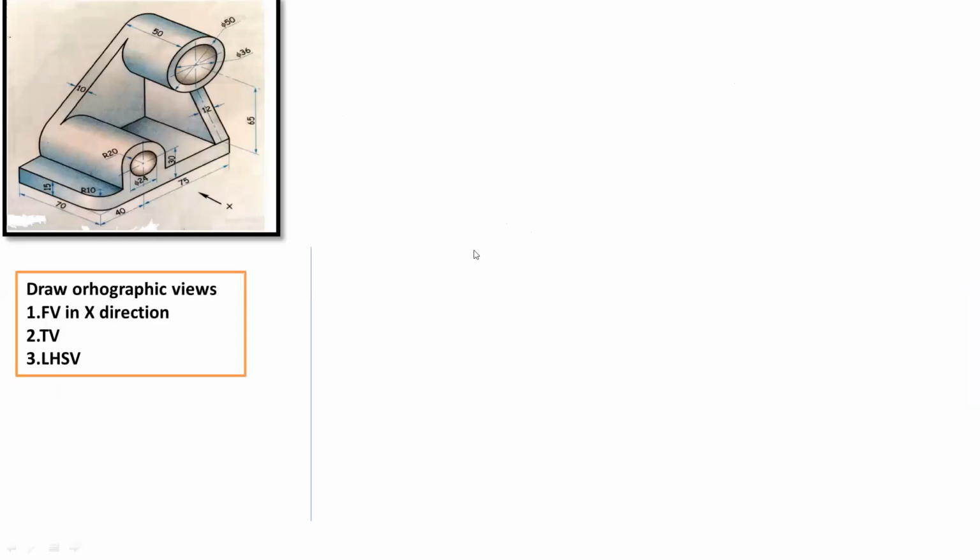So let us see how to draw a multi-view projection for a machine component. So this is the given three-dimensional object. For this object, the question is: draw the orthographic views. First is the front view in the X direction, then the top view, and third is the LHSV, that is, the left-hand side view. Okay.